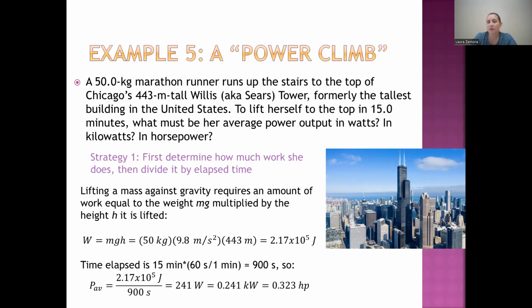To go to kilowatts, remember that's a metric to metric unit conversion. So we just need to remember what that prefix kilo means, which means 1,000. So we're going to take that watts and divide it by 1,000 to get to kilowatts. So that gives us 0.241 kilowatts. And then using that same conversion factor that we did previously, 746 watts per horsepower, that gives us a horsepower of 0.323 horsepower. Okay, so that's one strategy, the first strategy that we could use.